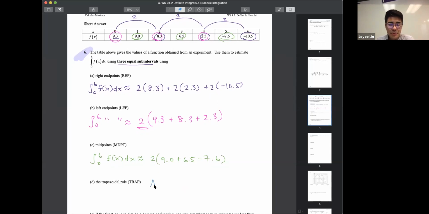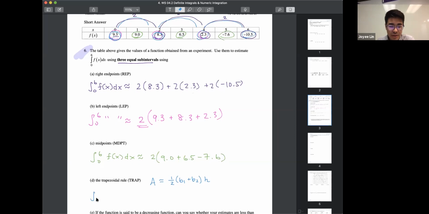So the trapezoidal rule, do not forget that the area of a trapezoid is equal to 1/2 the bases added together, or you could think of that as the average of the bases times the height. And in this case, the height is going to be the width of your subinterval. So in this case, each of your heights is 2. And then we're going to use these as our bases, right? So the y values will represent each of your bases.